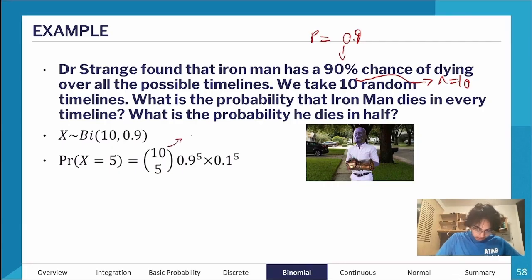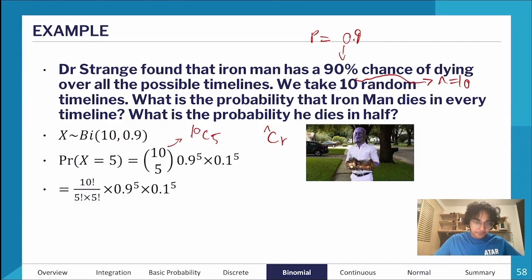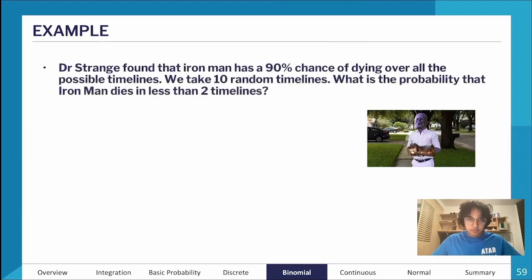This is just 10 choose 5, right? It's the same thing as the factorial, like the combinations. So I sub that into my nCr equation. I'm calling it an nCr equation because it's like this, right? And then I sub everything else into my binomial equation, and I get 0.001 to 3 decimal places. Now, since this didn't really ask for any decimal places, it's probably better to just give it as an exact value. Okay.